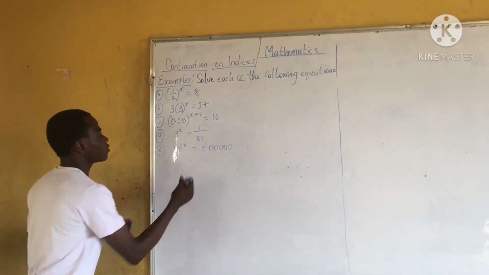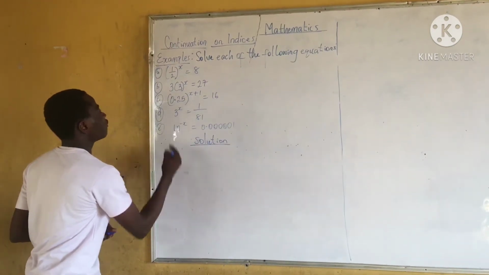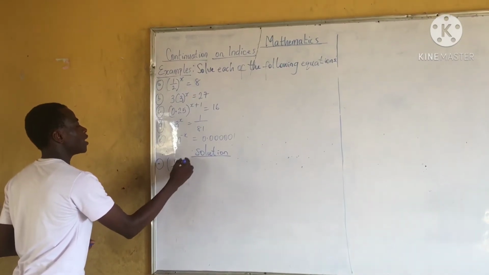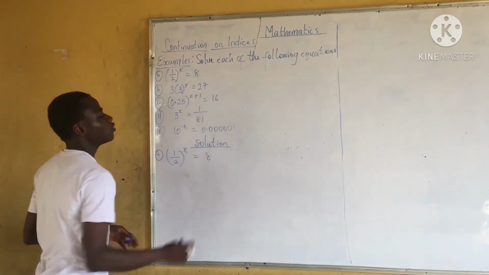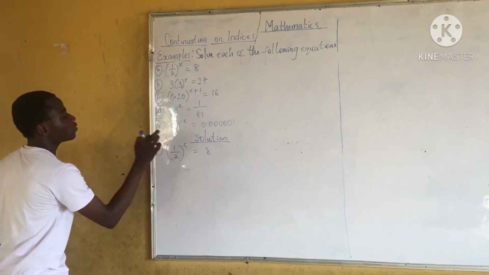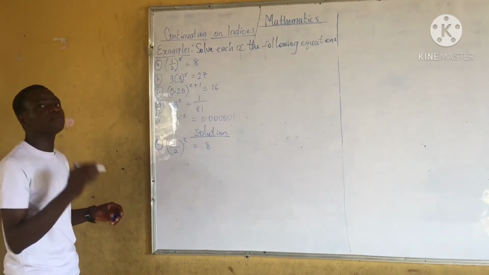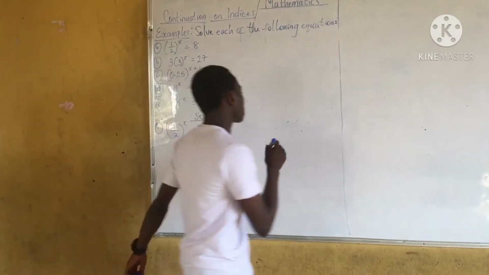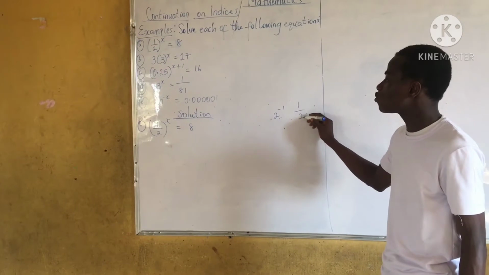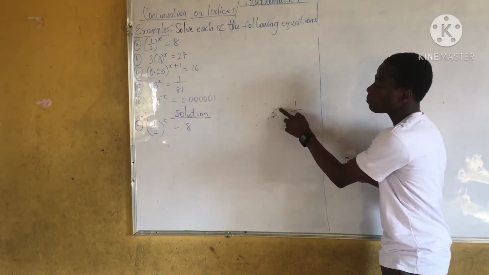The first question now, let's proceed. First question says find x when we have 1 over 2 all raised power x equals 8. We apply laws of indices in all of the following. In this first one, 1 over 2, as I've said, anything raised power minus means what? If you have 2 raised power minus 1, you know this is 1 over 2. So this 1 over 2 here can be turned to 2 raised power minus 1.